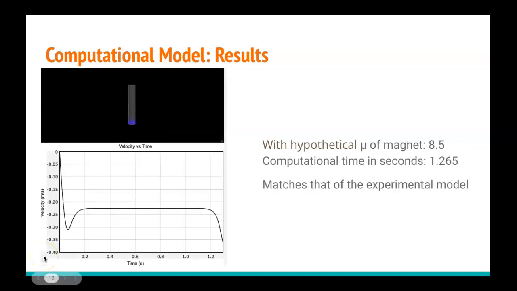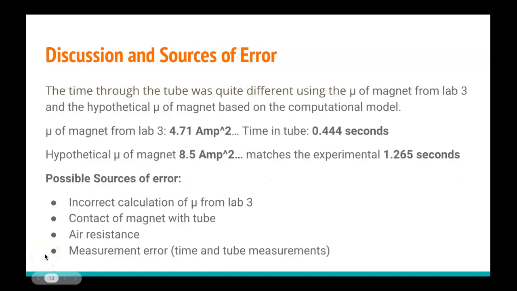Here are a few more of the computational model results. With some trial and error, I was able to find the hypothetical mu of the magnet to match the experimental time, which was 1.265 seconds from the experimental procedure. With a hypothetical mu of 8.5, the computational model predicted that the magnet would fall through the tube in 1.265 seconds. Now let's get into the discussion and sources of error.